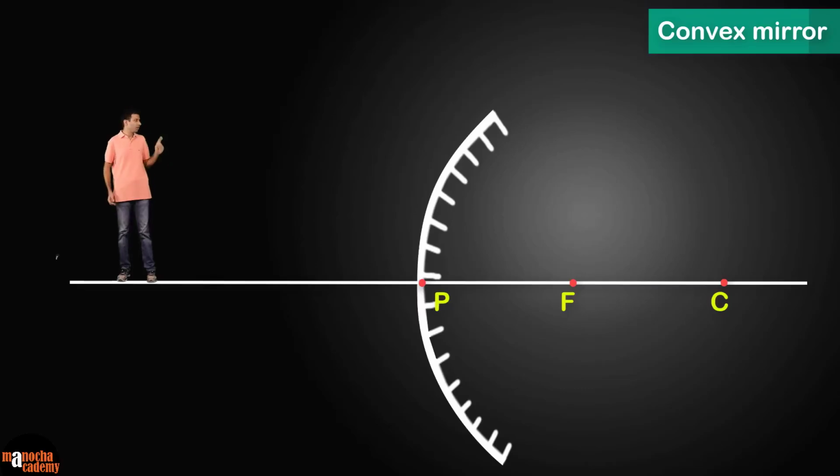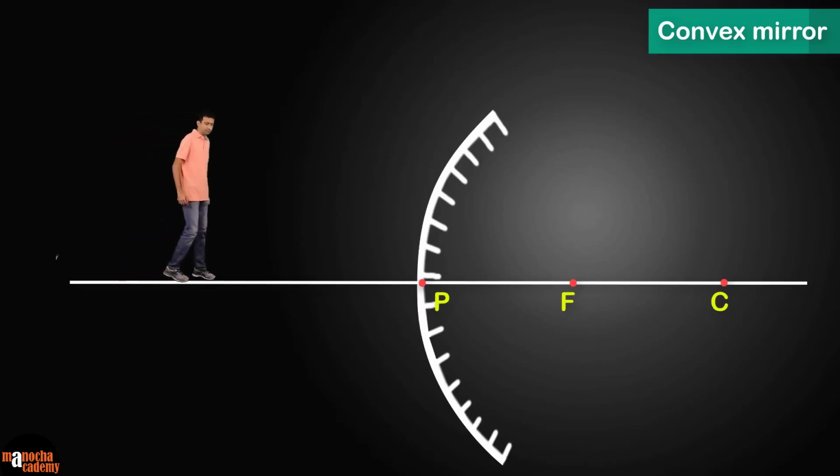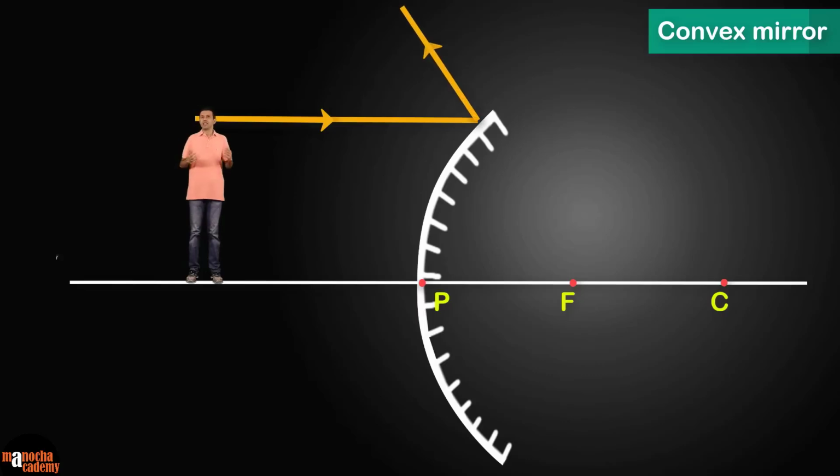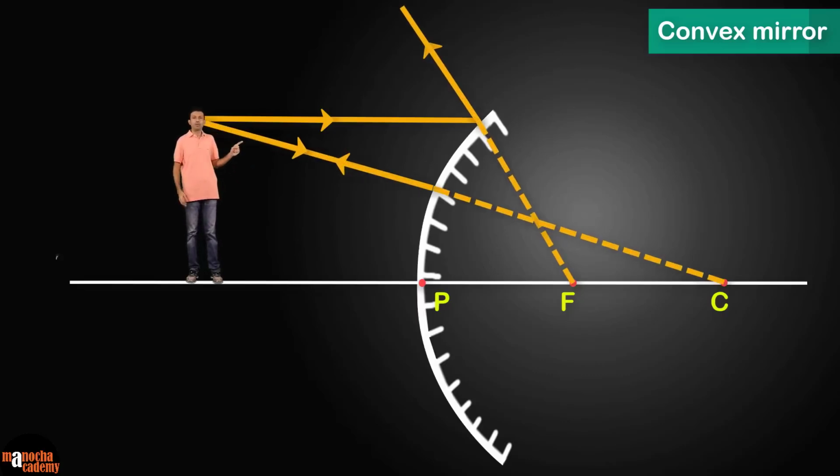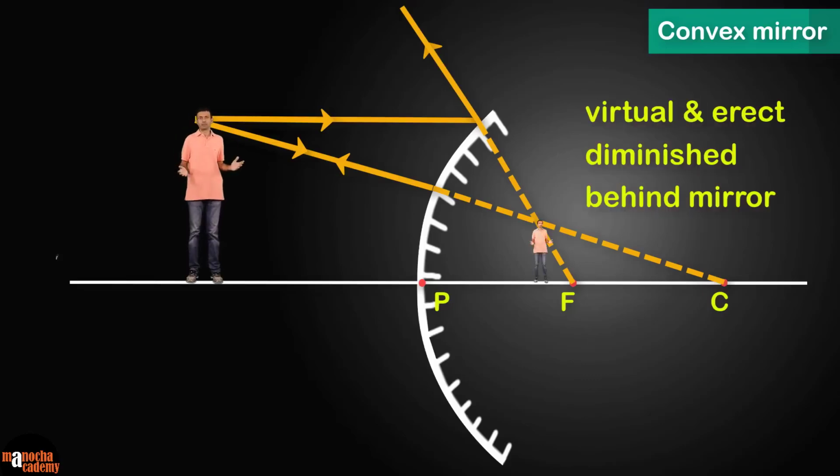Now let me walk closer to the convex mirror. Again, we are going to use 2 out of the 3 rules to obtain our image. And as you can see, the image formed has similar properties. It's virtual and erect, it's diminished, and it's formed behind the mirror.